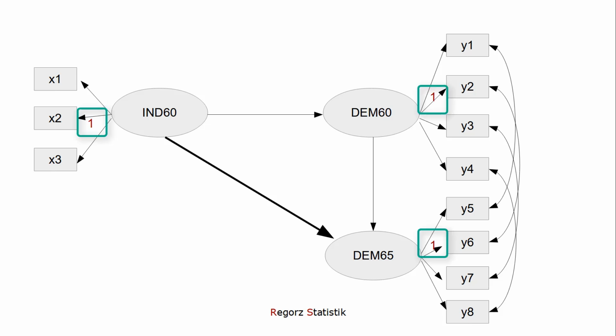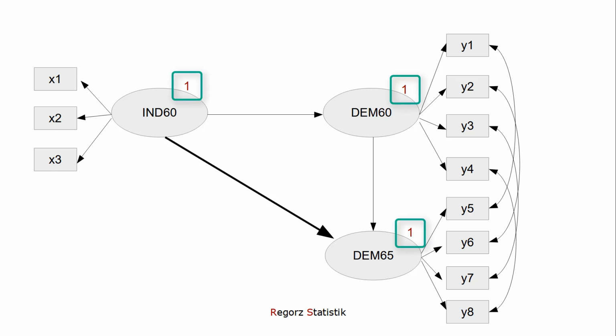Instead, you could set a different loading to 1 for each factor, either manually or by just rearranging the order of your items. Because after all, the items are created equal. There is not one natural first item in a factor. Or instead, you could set the factor variances to 1 and let all loadings be estimated freely. And in theory, there are many more additional options.